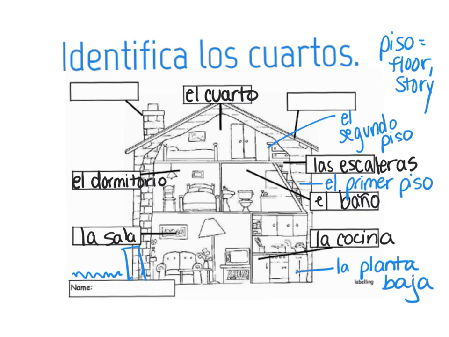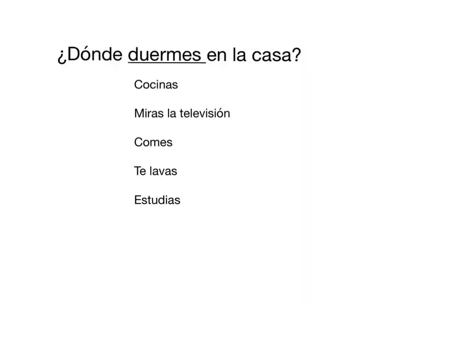Inside each of these rooms, we have various pieces of furniture that are important for us to know. We'll look at those in just a second. Before we get there, just a quick question that goes along with the house. Donde is the question word for where. So you'll notice that these activities that I have listed here, some of them look very similar to the place in which you do them. For example, if I said donde duermes, where do you sleep? Duermes looks a lot like the room in which you sleep, el dormitorio.